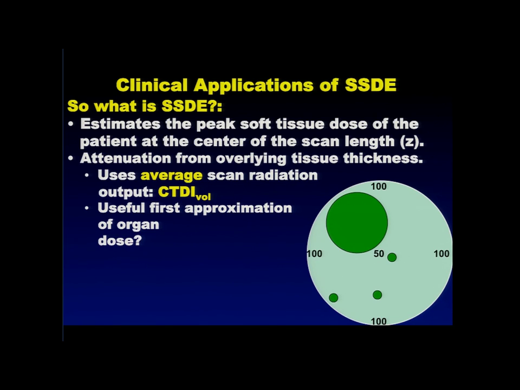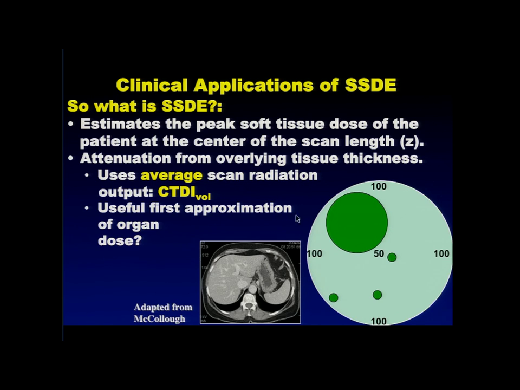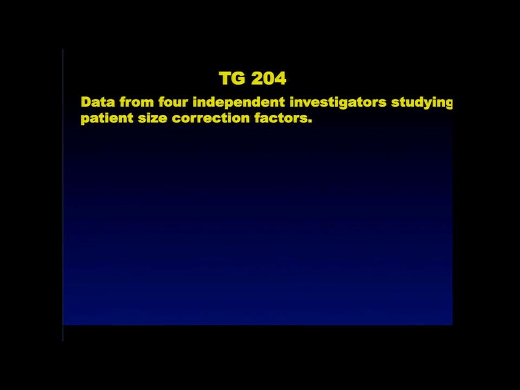And again, the CTDI vol that we used was to come up with an average dose as we move radially within the patient's body. This is an abdomen, this is the liver, and this is the aorta. Based upon what I said, yes, we can estimate the dose to large organs, but we need to be more careful with small organs, like the aorta, and obviously that's not a good representation. So what did TG204 really do?